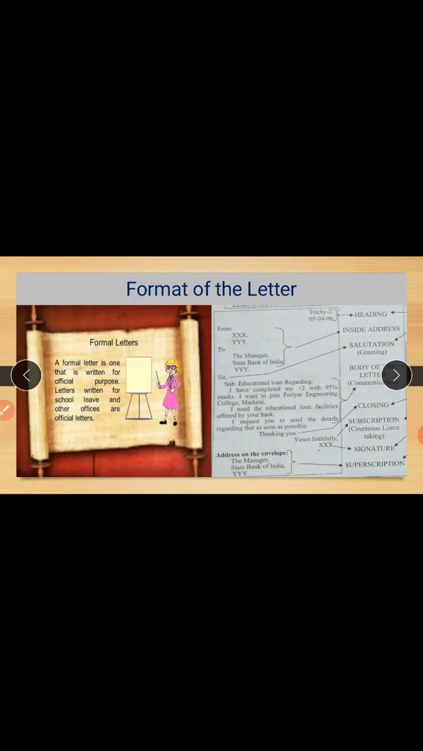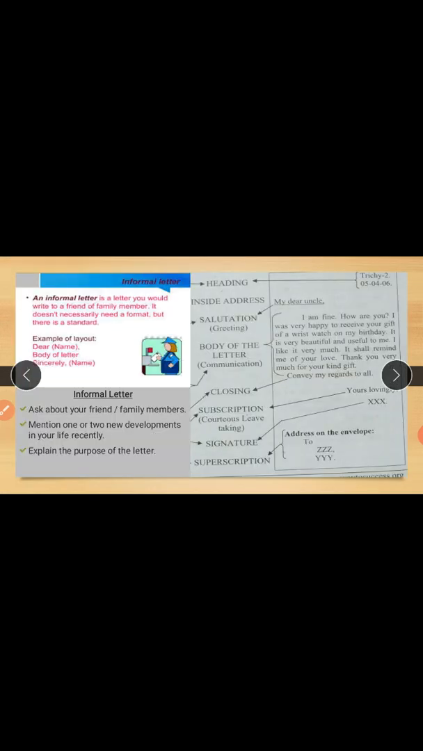Okay, next we have to move to informal letters. What are informal letters? Informal letters are those we write to inform others of things, such as friendly letters and social letters.